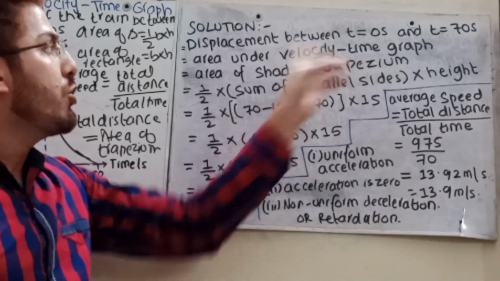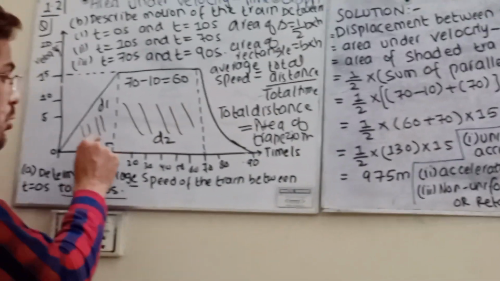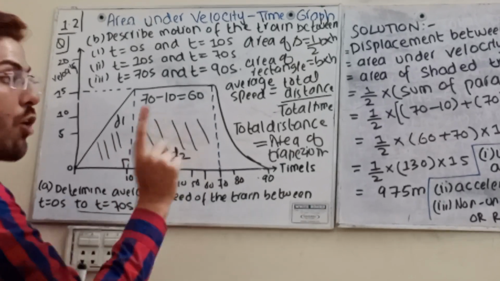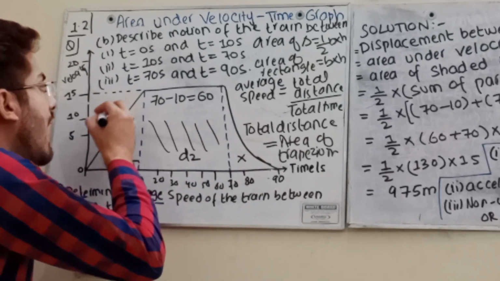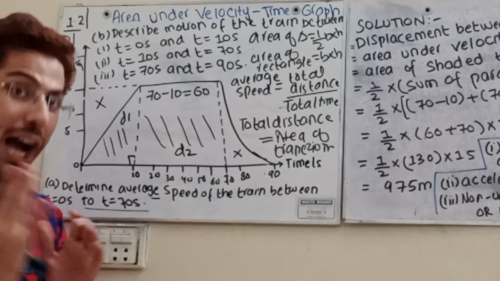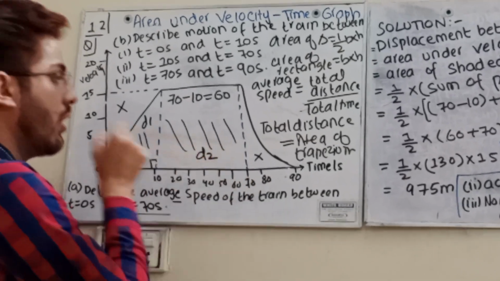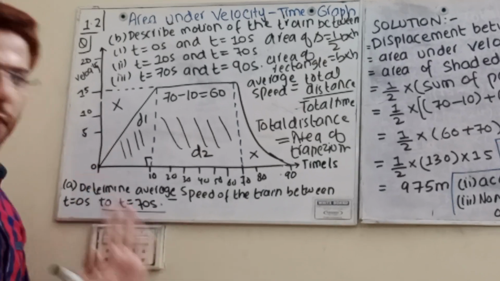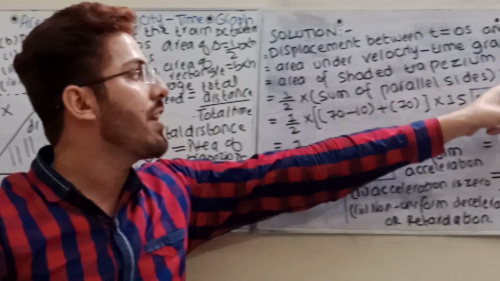It is the area of the velocity-time graph, the area of the shaded region. So do remember, we need to find this area. We are not going to find this area, and we are not going to find this area. I hope your concepts are clearing. Shaded region only, this region. Now, we know the formula, student: half the sum of parallel sides into height.